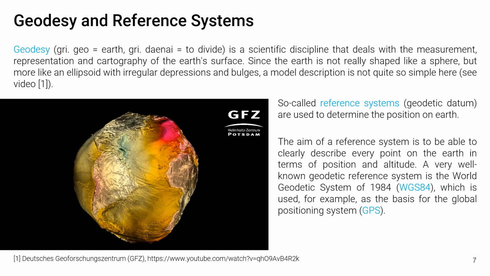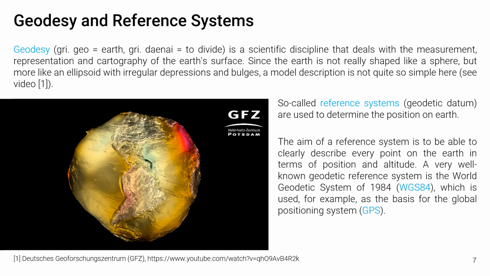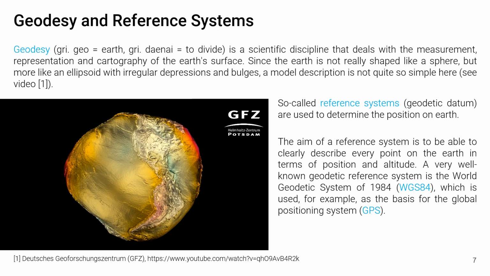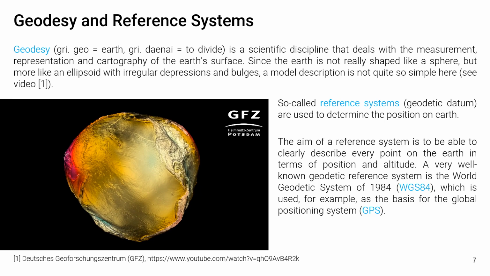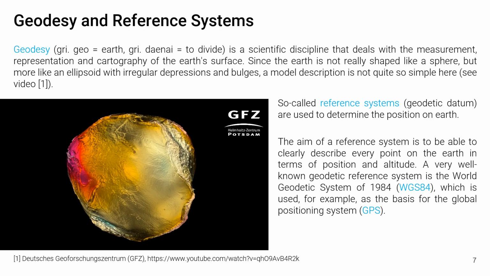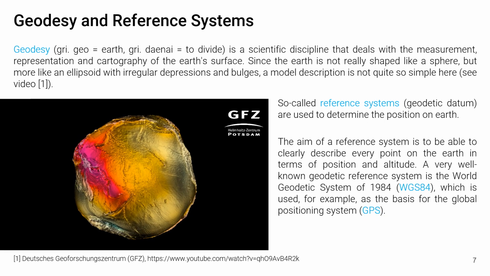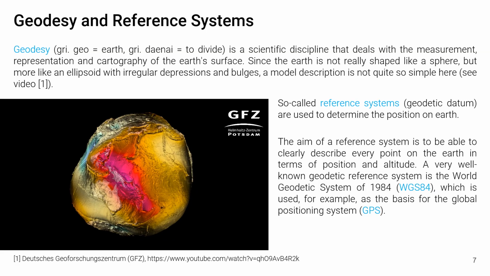So-called reference systems, also called the geodetic datum, are used to determine the position on Earth. The aim of a reference system is to be able to clearly describe every point on the Earth in terms of position and altitude. A very well-known geodetic reference system is the World Geodetic System of 1984, which is used, for example, as the basis for the Global Positioning System or GPS.